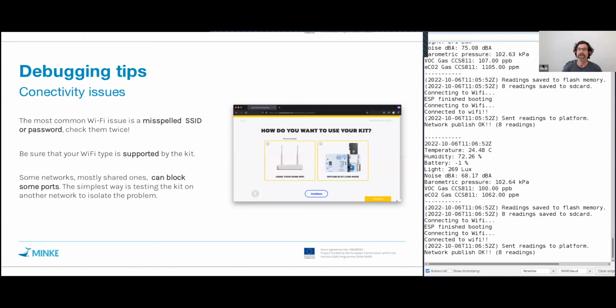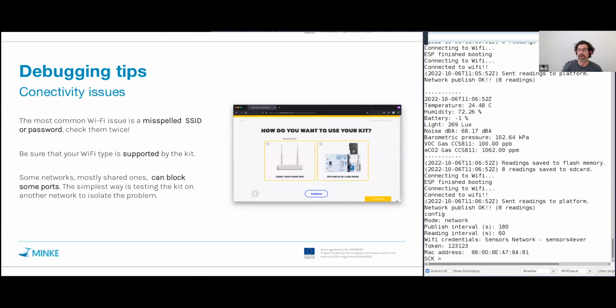Just type config and you will get the actual config, and you can check if it's well typed. And if you don't have a terminal, it's a little bit more cumbersome, but you can do it by putting your kit in setup mode and connecting with the phone to check, or at least to try to re-enter the Wi-Fi and the password. I'm saying this because most of the cases that happens.